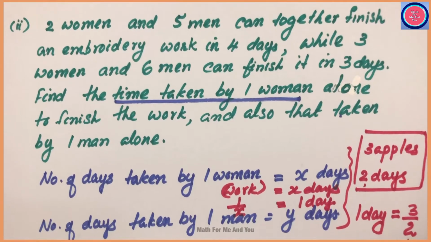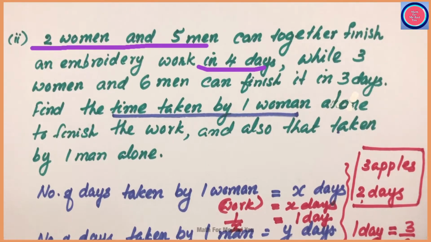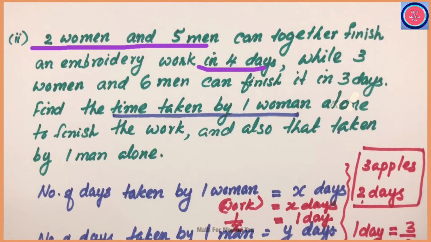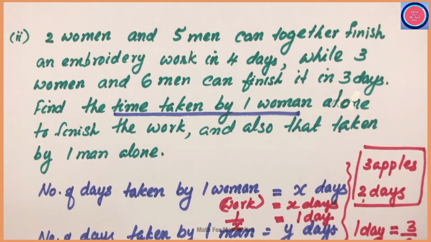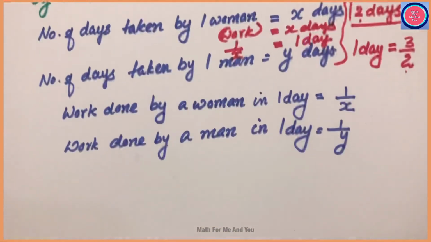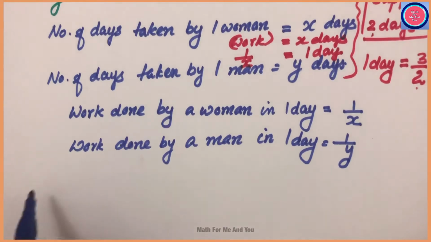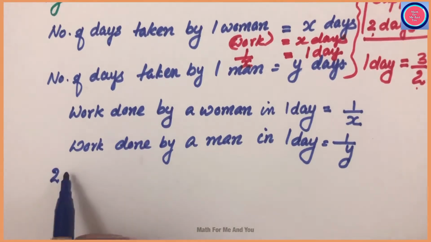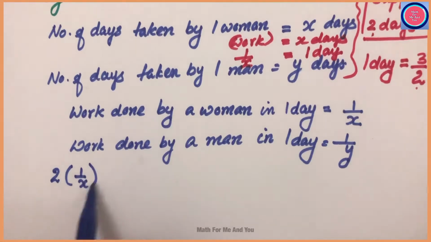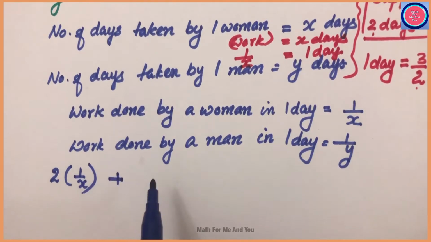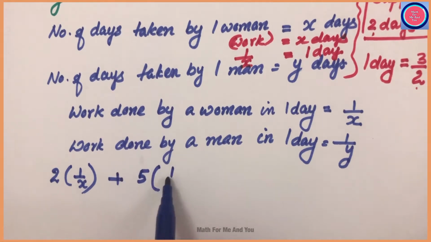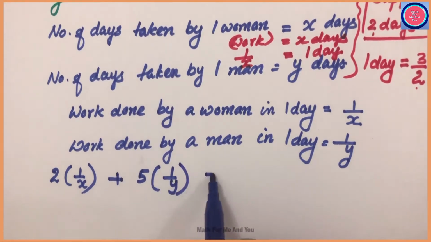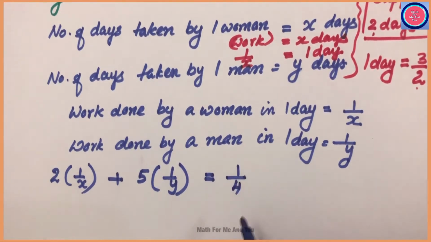Now we can read the question. See, in the first sentence it is given 2 women and 5 men can together finish the embroidery work in 4 days. So we are going to write as an equation in one day how much work finish. So we are going to write that one woman finish 1 over x work. So 2 women means it is 2 times 1 over x. The same way we can write 5 men. How much work in one day? 5 times 1 over y. In one day, total 4 days, 2 women and 5 men. So in one day, it is 1 over 4. Here is our first equation and we have to arrange this.